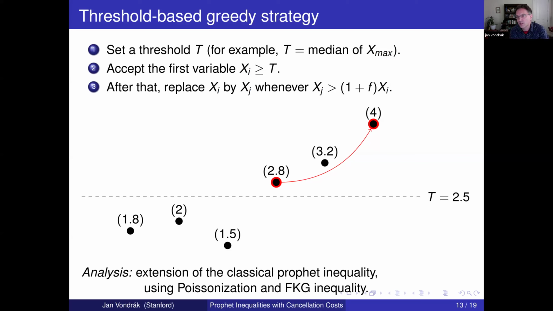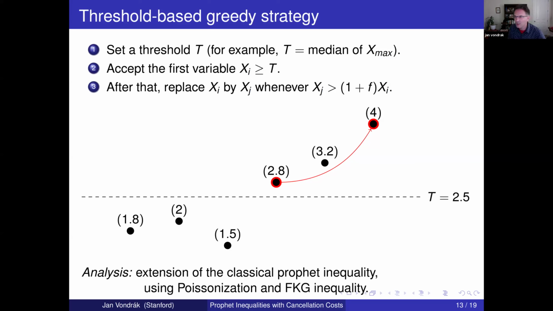So if the new variable is more than 1 plus f times the variable that you are currently holding, then it's worth swapping, and that's what you will do. You could say that maybe this strategy is swapping too easily because you swap even if the benefit is very tiny. But in any case, this is what we analyze, and it gives some reasonable result. As I mentioned, it gives asymptotically the right result for f approaching 0.